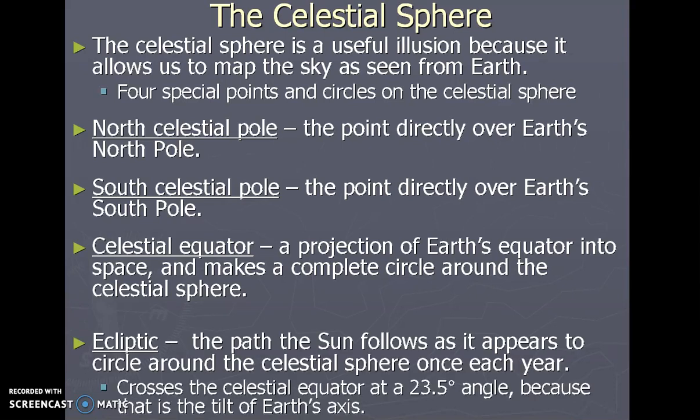celestial sphere. Last but not least, there's the ecliptic, and that's the path the sun follows as it appears to circle around the celestial sphere once each year. It crosses the celestial equator at an angle of 23.5 degrees. That's actually the tilt of Earth's axis. So these are all important vocab words that you should have in your notes. You may want to pause the video to write these all down. Oh, and one last thing, remember that it's called the ecliptic because along that ecliptic path is the only place where lunar and solar eclipses can happen.